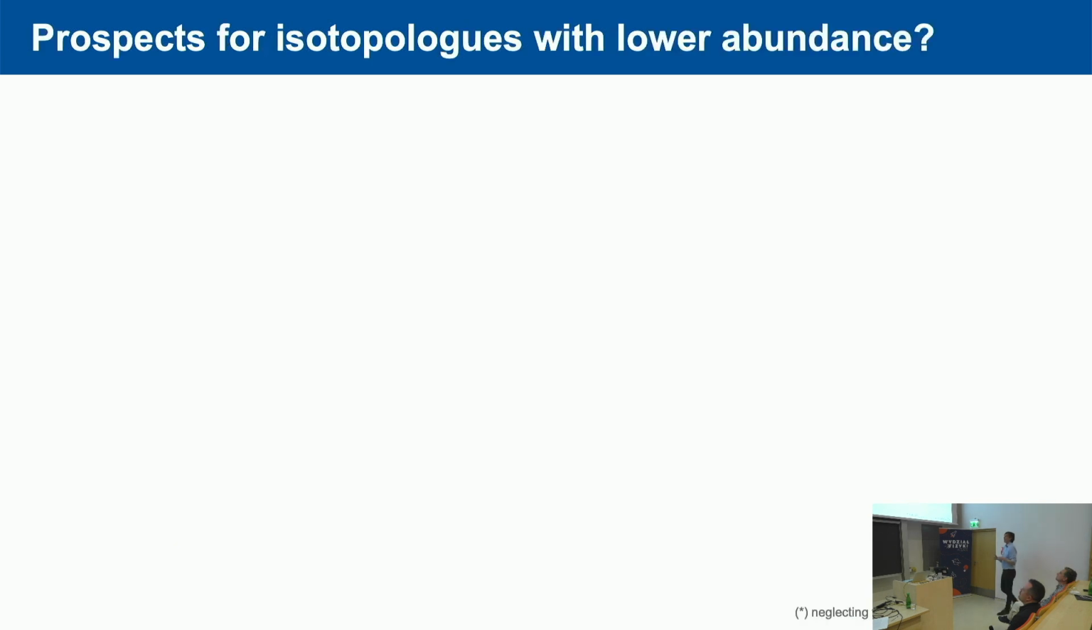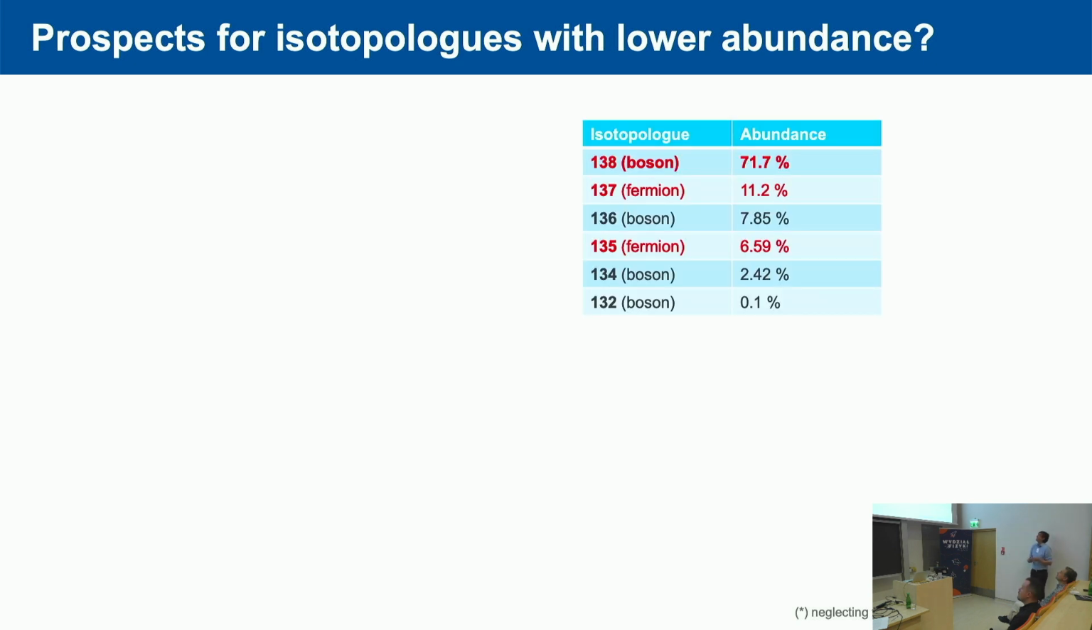Now, you may ask me, of course, Tim, is it even reasonable to work with these low abundance isotopologues if the bosonic, highly abundant one is already very hard? So here's a summary again of the abundances that we have. The fermions that we're interested in would be these two. So you see about a factor of 10 lower than for the bosons.